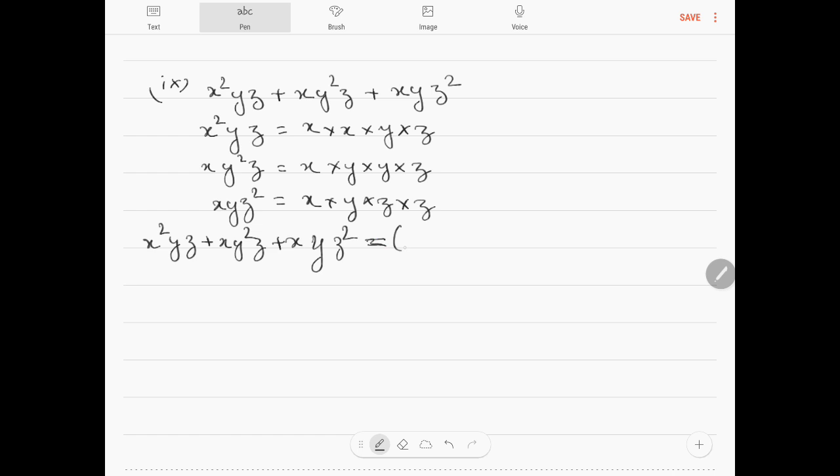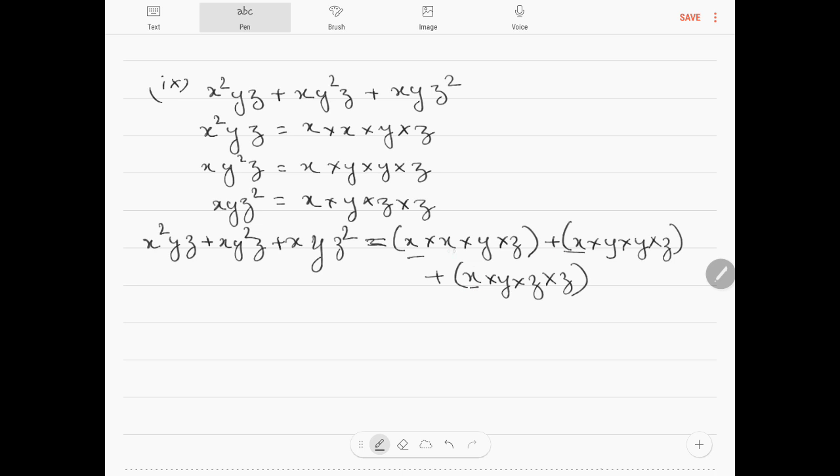is x into y into z plus x into y into z plus x into y into z into z. x common, y common, z common. So taking x into y into z, the remaining terms will be x plus y plus z, or xyz into x plus y plus z.